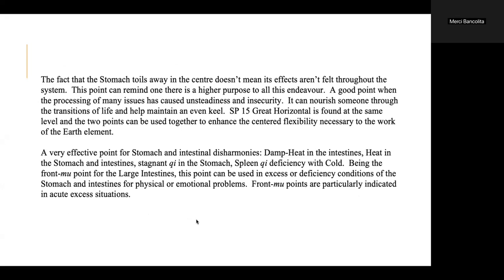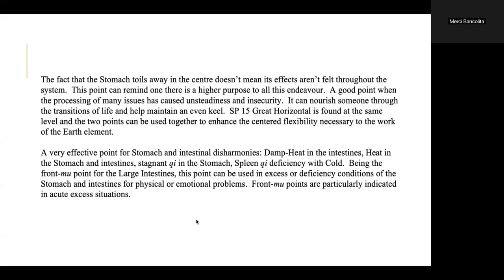A good point when processing of many issues has caused unsteadiness and insecurity. It can nourish someone through the transitions of life and help maintain and even heal. Spleen 15, Great Horizontal, is found at the same level, and the 2 points can be used together to enhance the centered flexibility necessary to work off the earth element.